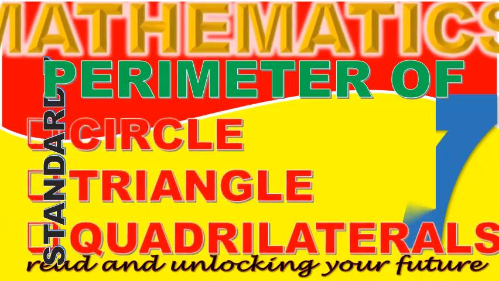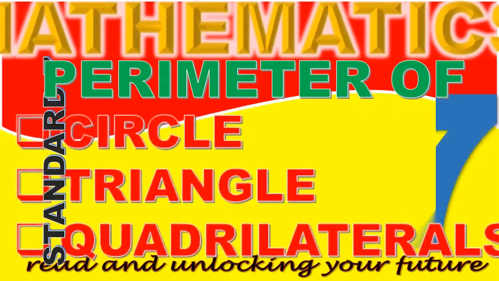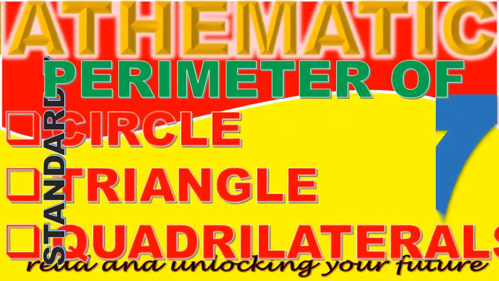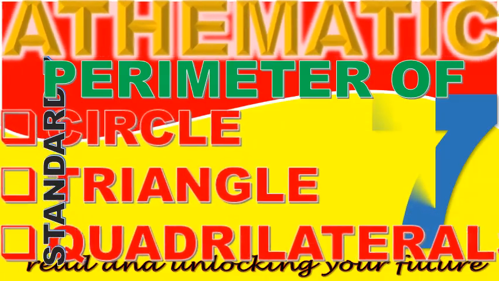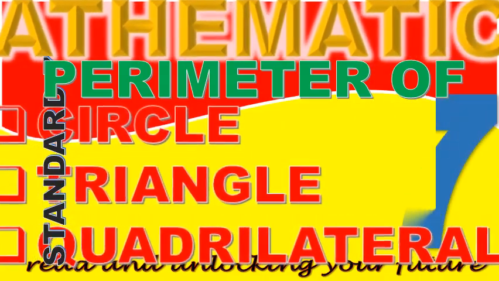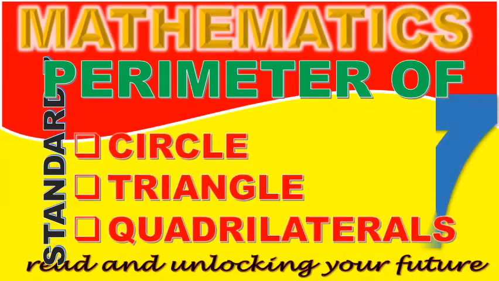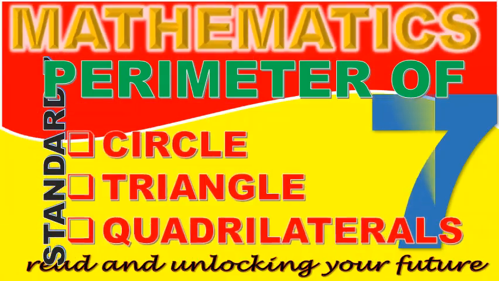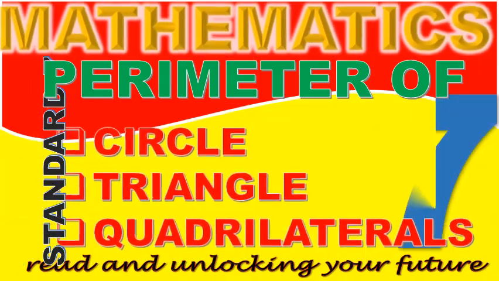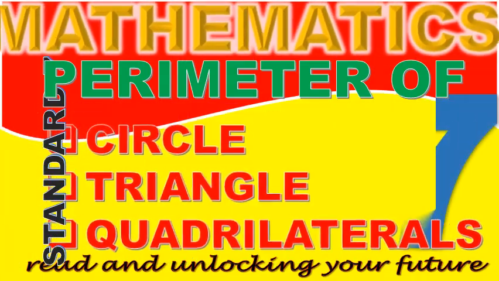Kipto, what is the perimeter of a triangle whose sides are 10 centimeters, 8 centimeters, and 6 centimeters? The perimeter of the triangle is 24 centimeters. That is correct, Kipto. Class, did you get 24 centimeters? Good. We add the lengths of the three sides of the triangle to get the perimeter.